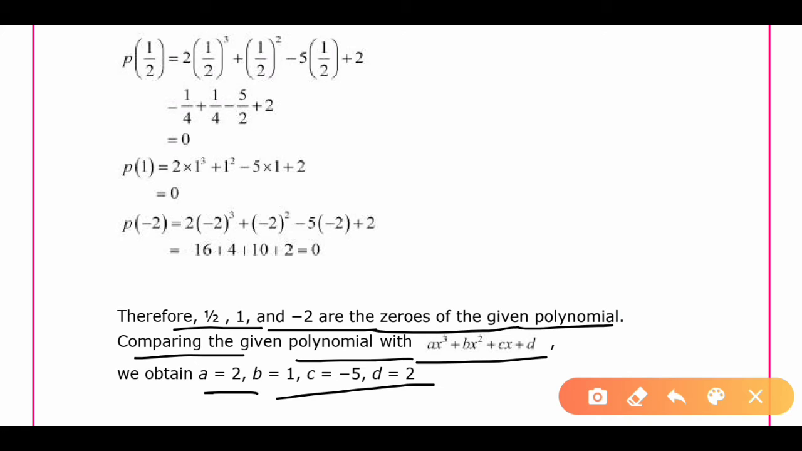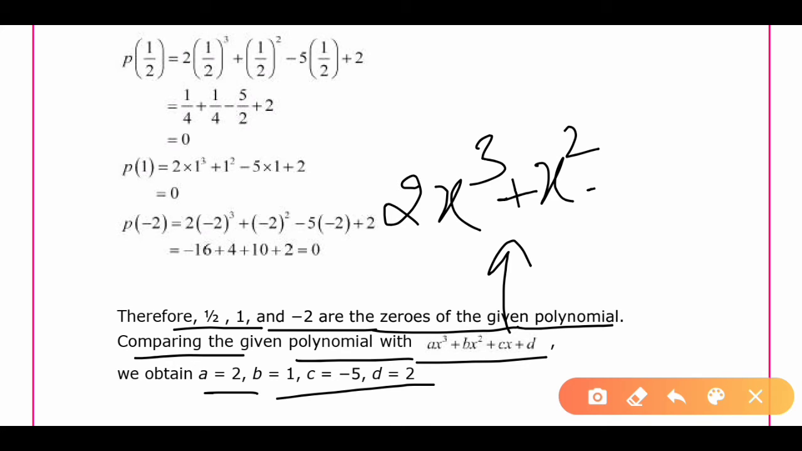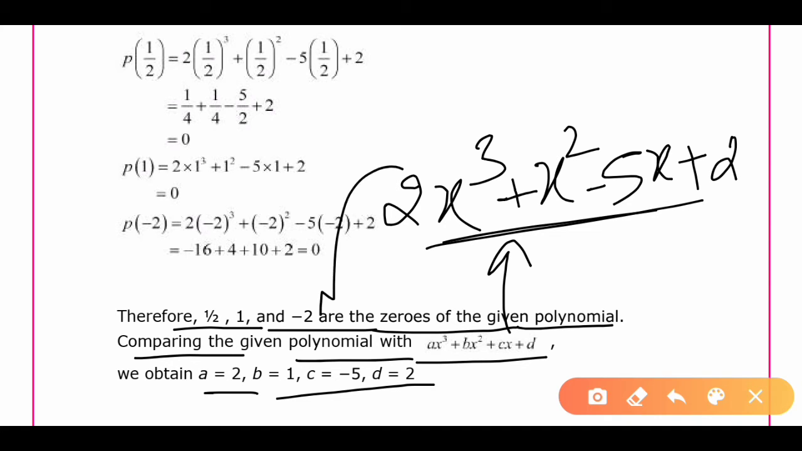Okay, we are comparing this with the given equation 2x cube plus x square minus 5x plus 2. So we will get these values a, b, c and d. Clear?